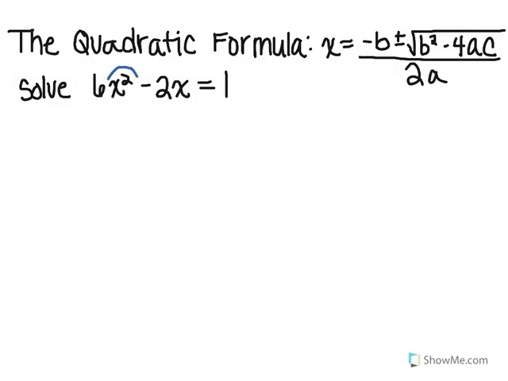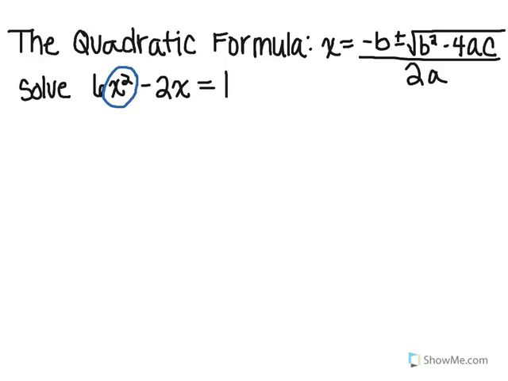The equation is quadratic if you have an x squared term and if there's no x that has an exponent higher than a 2. So it has to have an x squared, but it can't have anything larger, like x cubed or x to the 4th, because then it would no longer be considered quadratic.